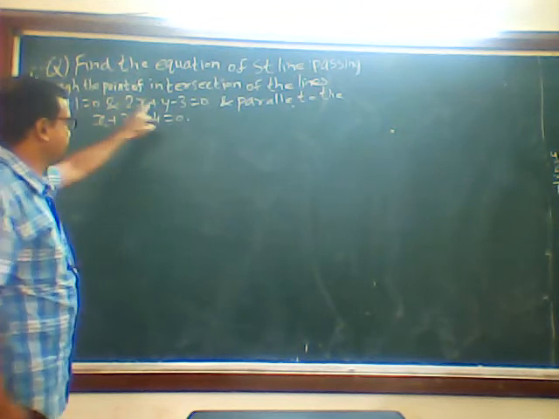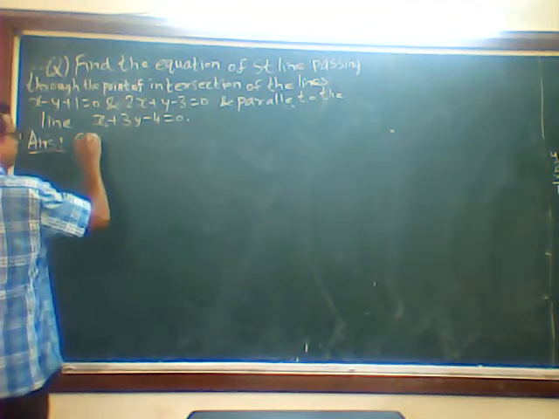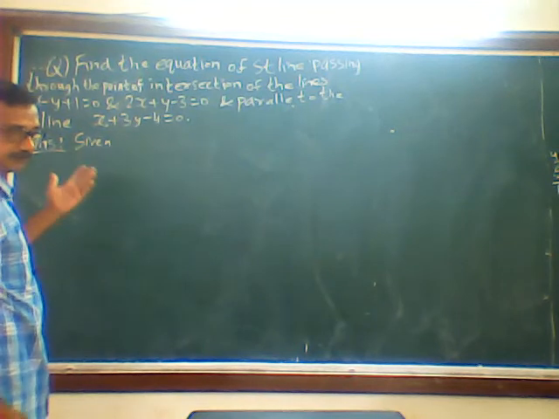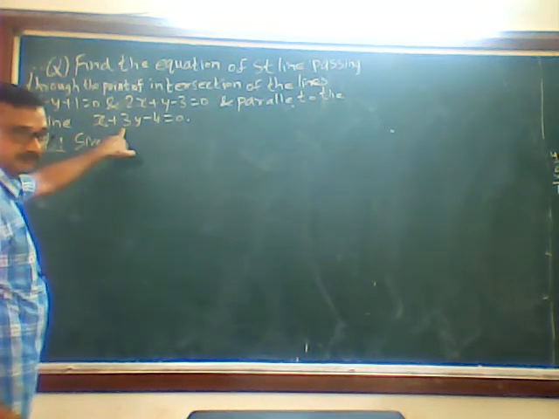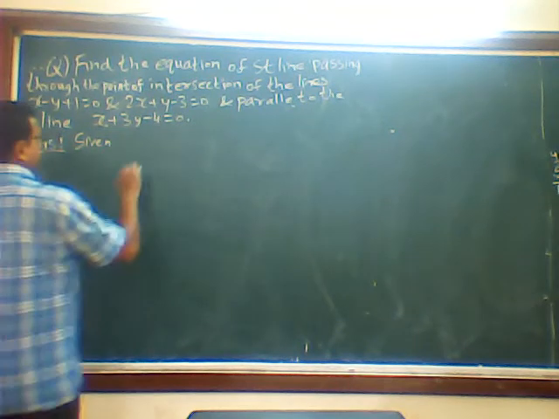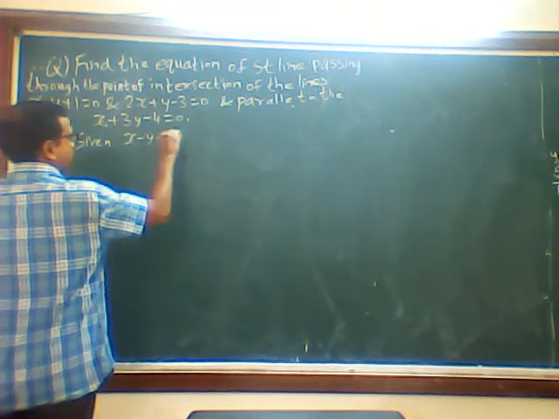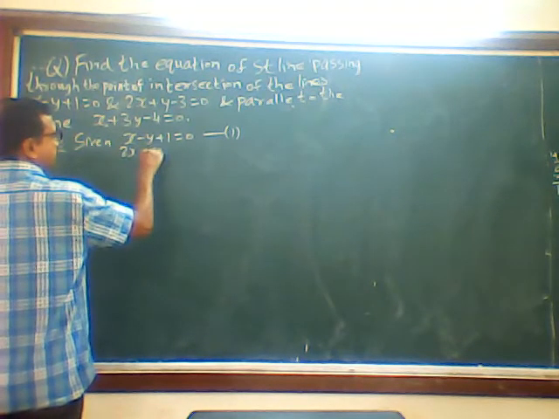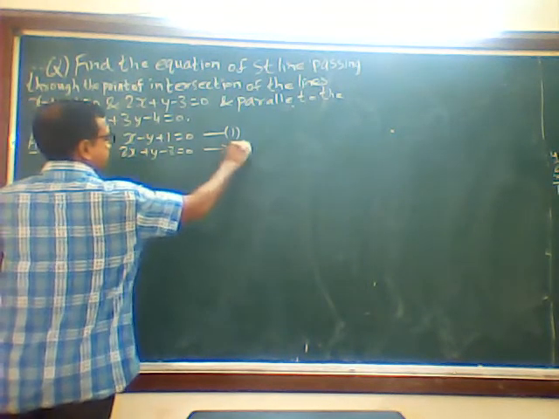This I name as 1 and 2. Okay, I say given point we will find out step by step. First we will find the point of intersection, then we will come to this. We will see what it is. Given x minus y plus 1 is equal to 0, equation number 1. Then 2x plus y minus 3 is equal to 0, equation number 2.